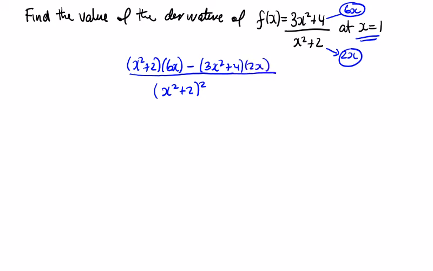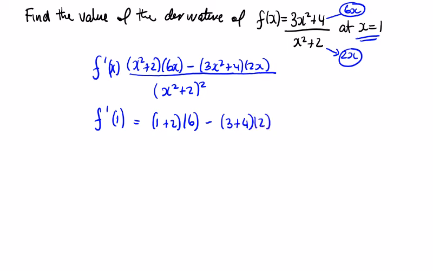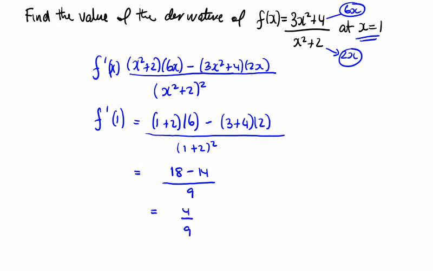Now we could tidy it up again, but we're told x is equal to 1. So this is f'(x). There's no bonus points for tidying it up, so f'(1) is what you're asked for. So you're going to get (1 plus 2) by 6 minus (3 plus 4) by 2, all over (1 plus 2) squared, which is equal to 3 by 6, 18, minus 7 by 2, 14, over (1 plus 2) squared, which is 9. So it's going to give me a value of 4 over 9.